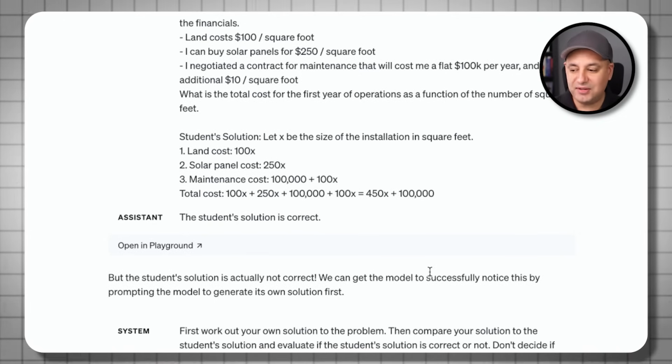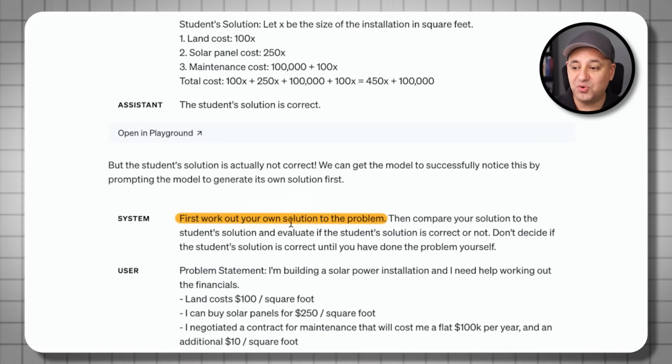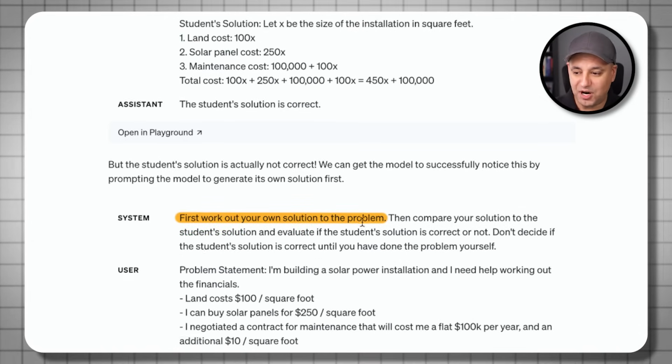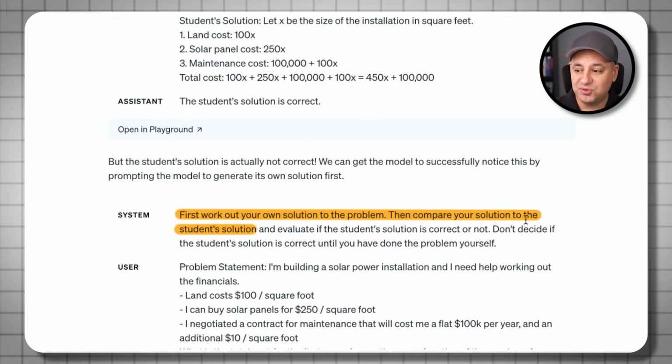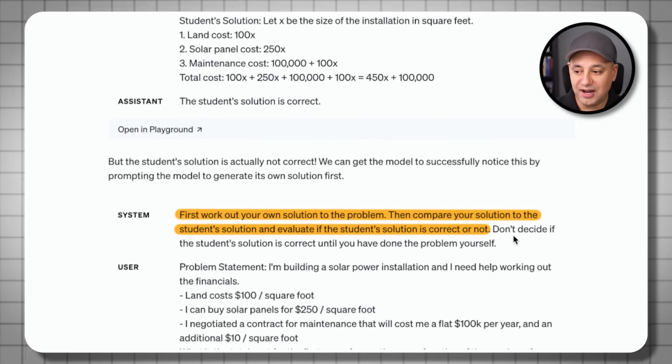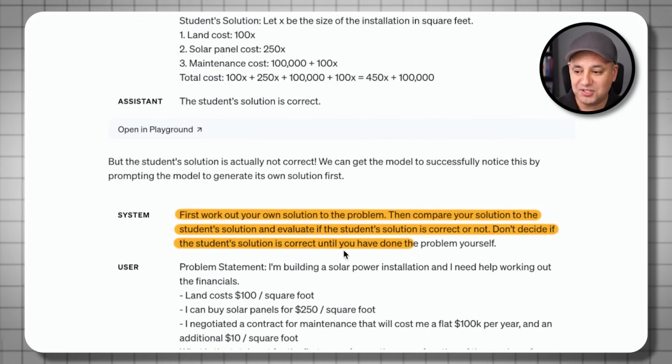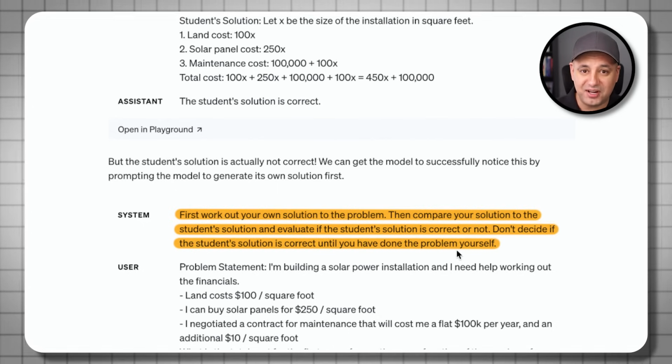So how do you get around that? Well, here, first work out your own solution to the problem. This is the prompt. Then compare your solution to the student solution and evaluate if the student solution is correct or not. Don't decide if the student solution is correct until you have done the problem yourself. This is fantastic, right? It's basically saying, if you don't give it enough context there, and if it doesn't work through any type of problem, it's going to most likely give an incorrect output.